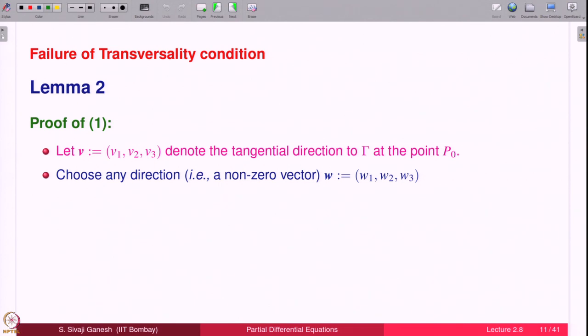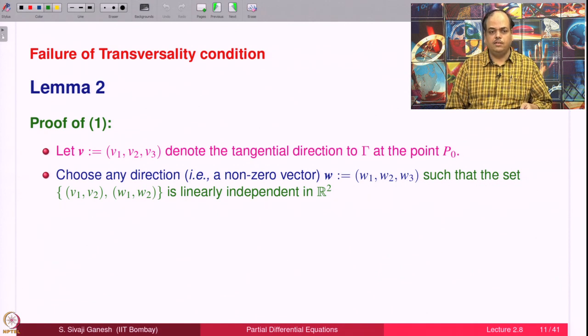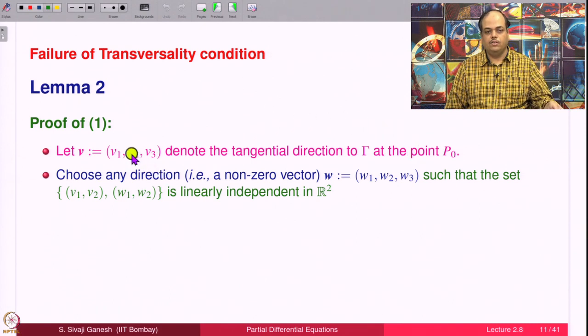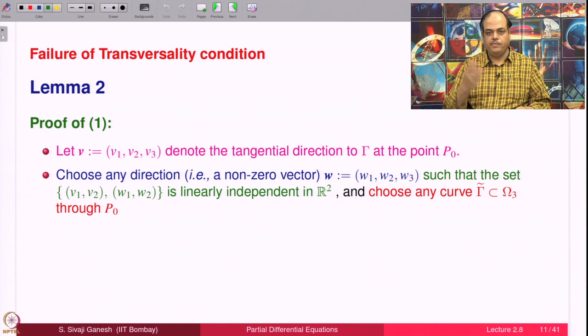Now, choose any direction W such that the set (V1, V2) and (W1, W2), this is in R2, is linearly independent in R2. We will see in a moment why we are assuming this. Is it possible to choose? Yes, because once you know V1, V2, that is after all one vector in R2, you can find infinitely many such vectors W1, W2, so that this set is linearly independent. And W3 you can simply add to that. There is no condition on W3, the only condition is on W1, W2 and V1, V2. So, it can be done. In fact, infinitely many ways you can do this. That is the reason why we are going to get infinitely many solutions.